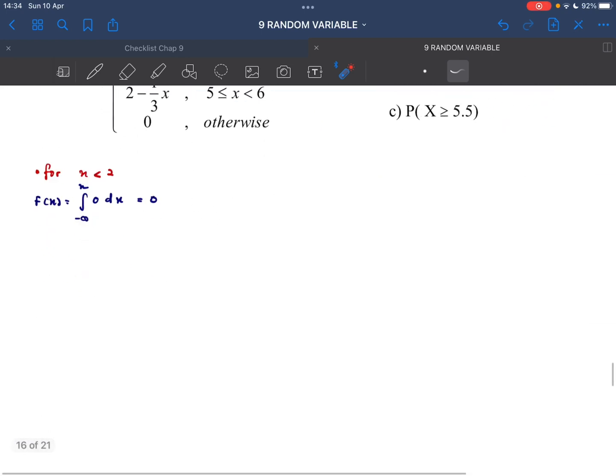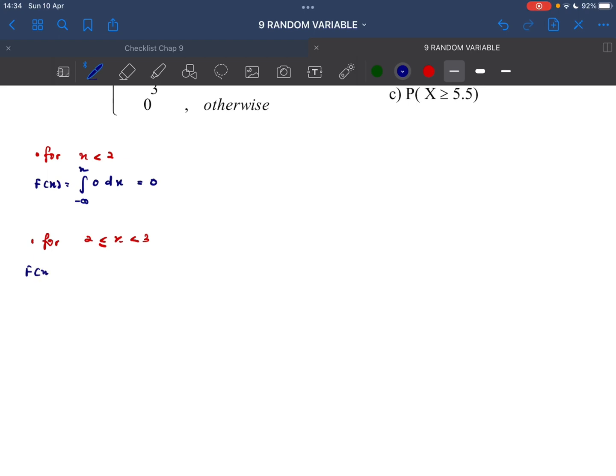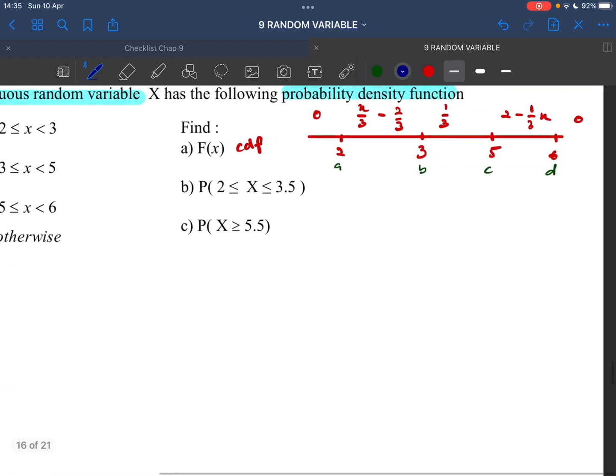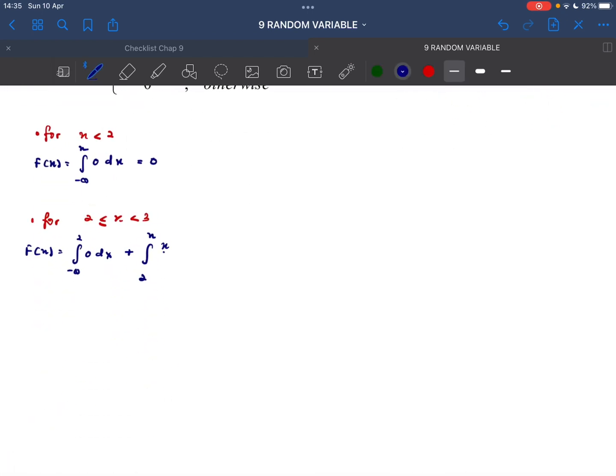For x between 2 and 3. For the equal sign, just follow the question here. We have equal at 2 here. Now we want to find F(x). So we have negative infinity to 2, function 0, plus 2 to 3, but this limit we have to replace with x. The last limit always has to be x. The function is x over 3 minus 2 over 3 dx. So this first part is actually your F(2).